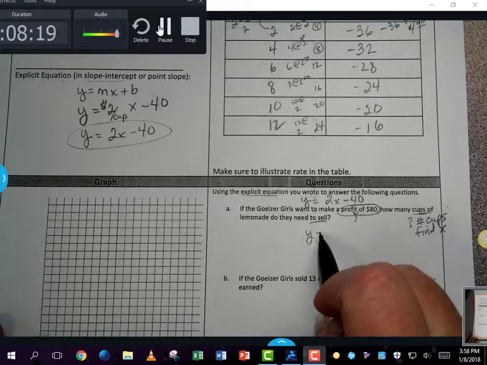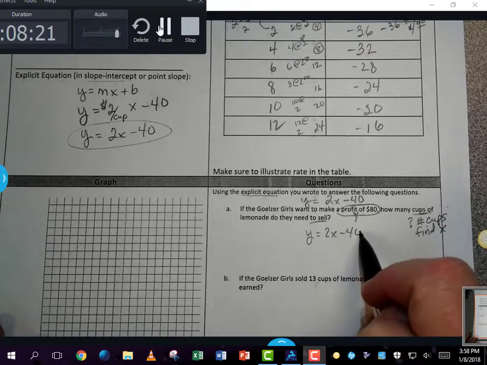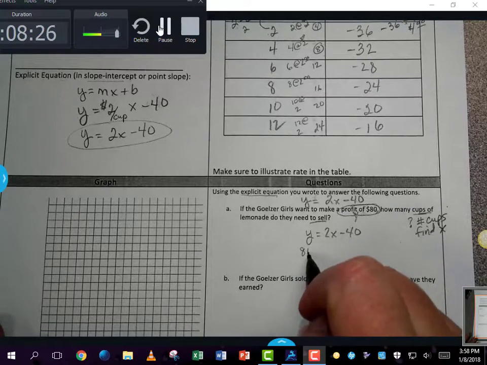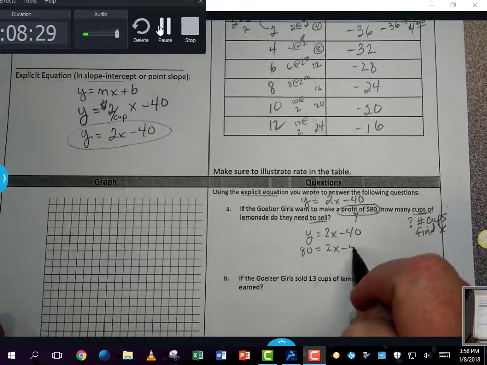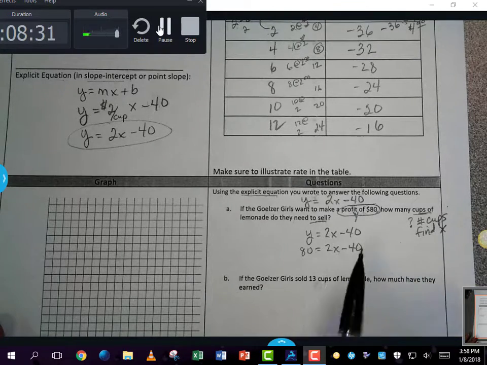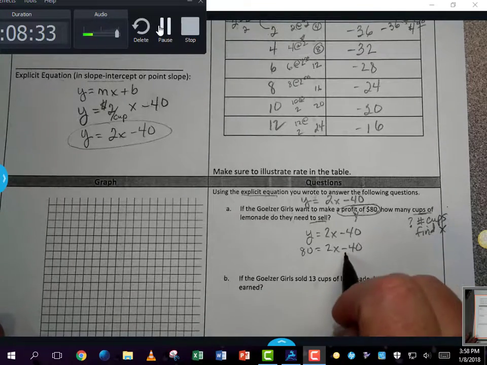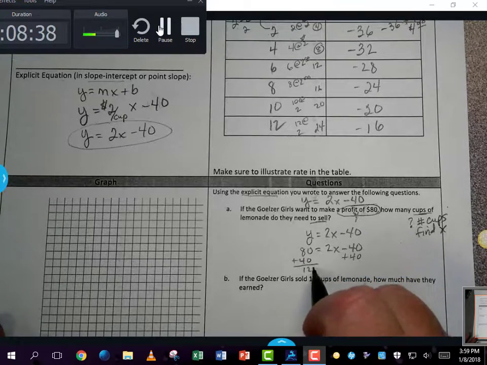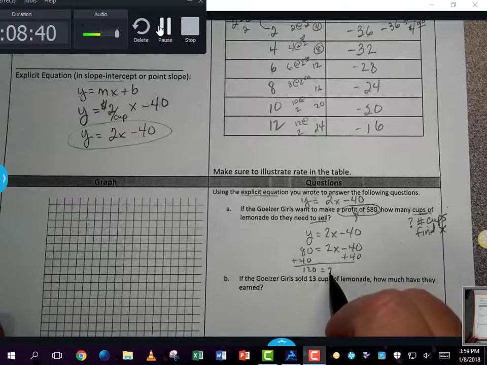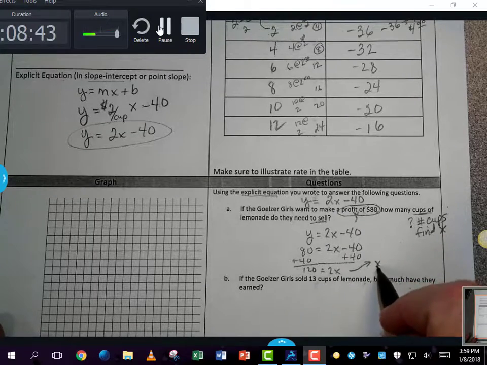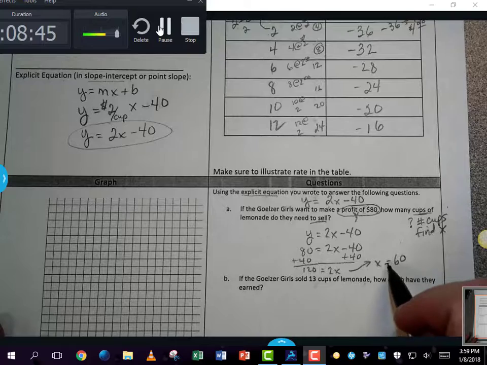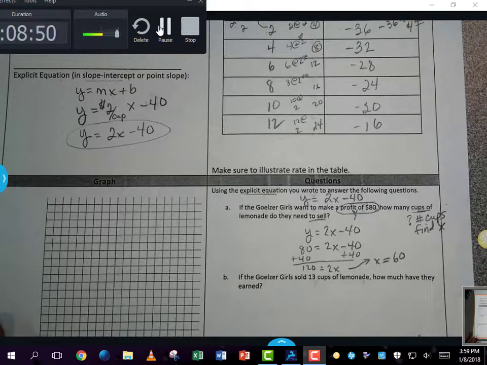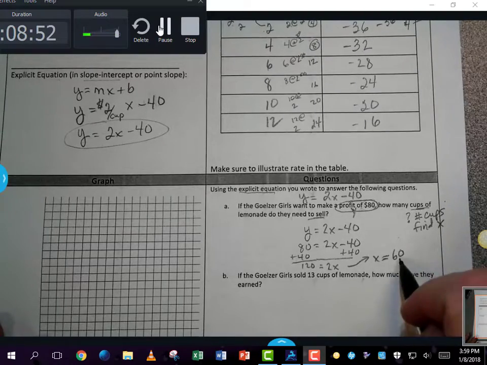So I'm going to start with y equals 2x minus 40. It's saying a profit of $80, so I'm going to say 80 equals 2x minus 40. And now I'm being asked to find x, so I'm going to add 40 to both sides. I get 120 equals 2x. X equals 60. 60 what, right? This is a scenario, so I can't just say 60. $60? No. X is for the number of cups, so 60 cups.